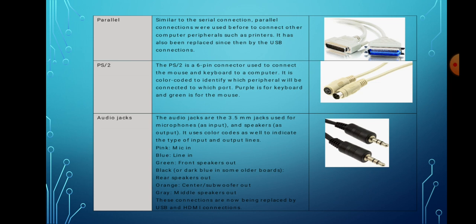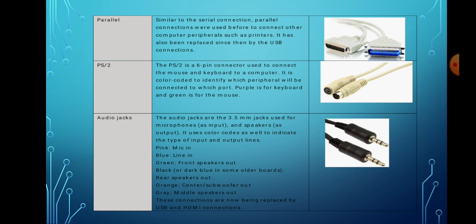The PS/2 is a 6-pin connector used to connect the mouse and the keyboard to the computer. It is color coded to identify which peripheral should be connected to which port. Purple is for keyboard and green is for the mouse.